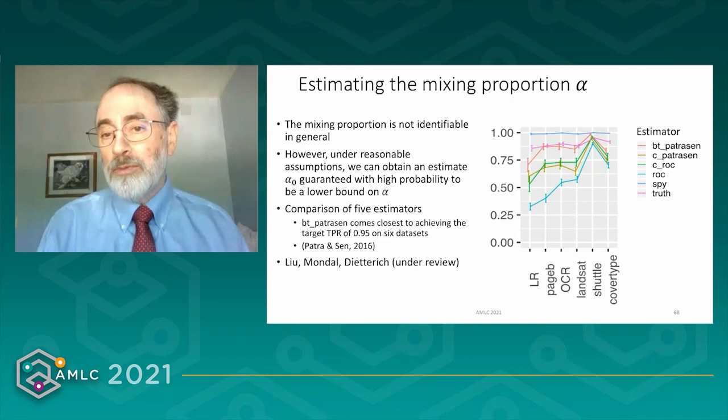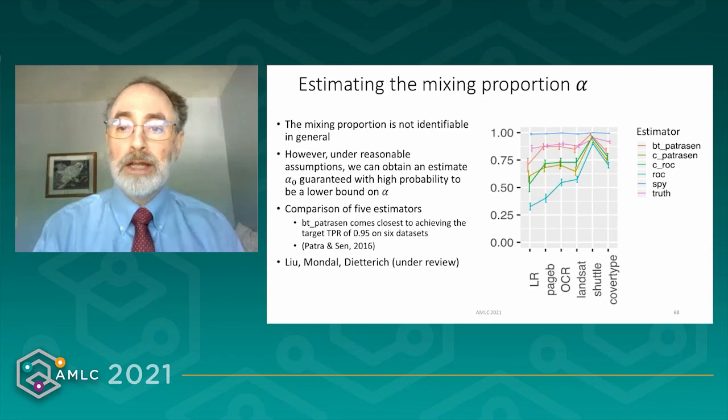So what about estimating alpha? How can we figure out what alpha is? Well, from a strict point of view, it is not identifiable in general. But under reasonable assumptions, we can obtain a pretty good estimate.